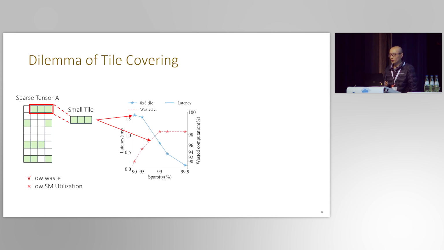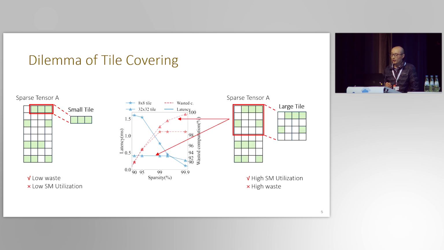One solution is using regular tiles to cover non-zero values while skipping the computation of the tiles that have all zero values. If we use a small tile, it has low computation waste. But a small tile cannot easily saturate all the computation cores, leading to low SM utilization. If we use a large tile, it has high computation waste because each tile contains only a small number of non-zero values. In return, the tile has high SM utilization.